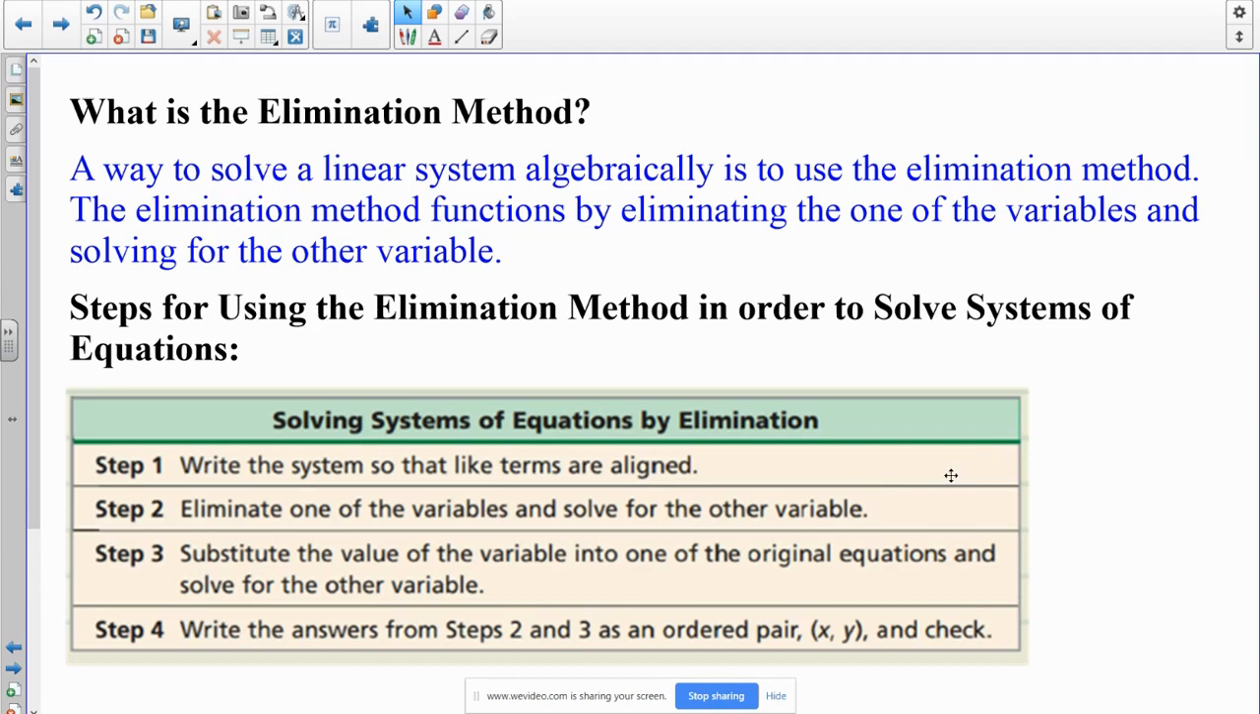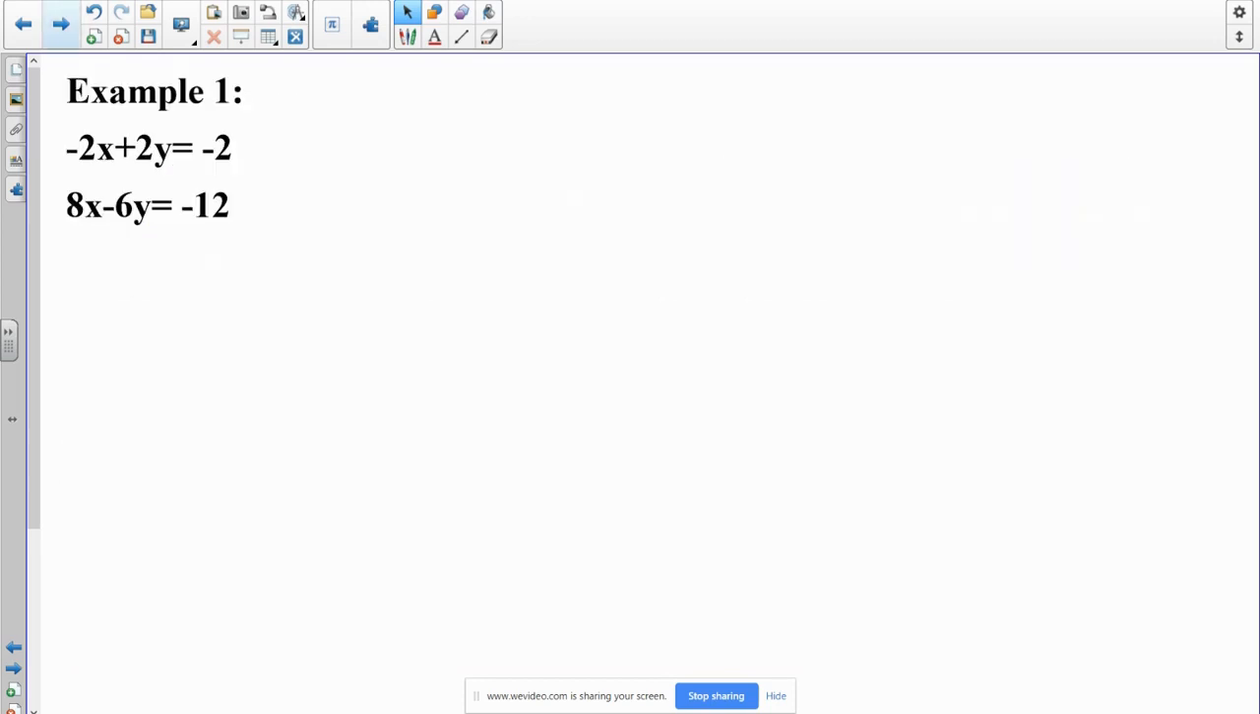First, you're going to write the systems so that the like terms are aligned. That means the x's over the x's, the y's over the y's, and the constants over the constants. You're going to eliminate one of the variables, and I'll teach you how to do that. And then you're going to solve for the other variable. And then you're going to substitute what you solved for. So if you solve for x, you're going to substitute that x in for one of the equations and solve for y. And then, of course, you're going to write it as an ordered pair, and we're going to check it. So we'll get started here with our first example.